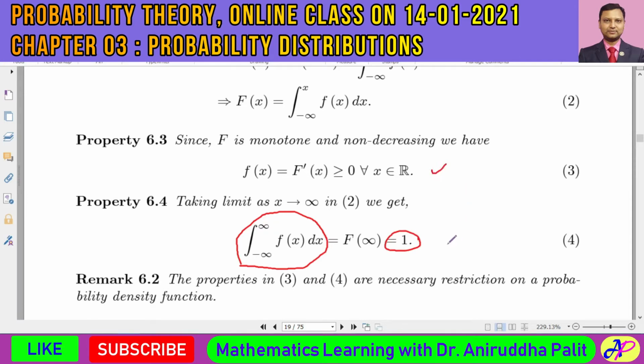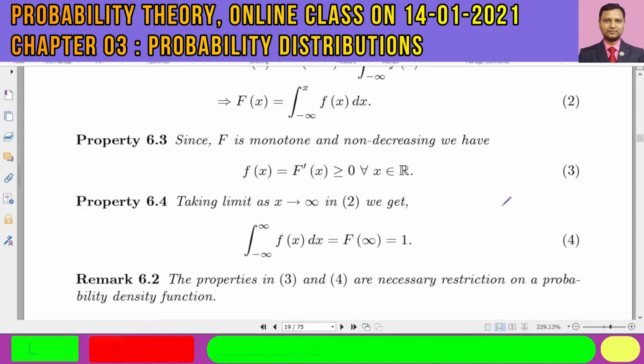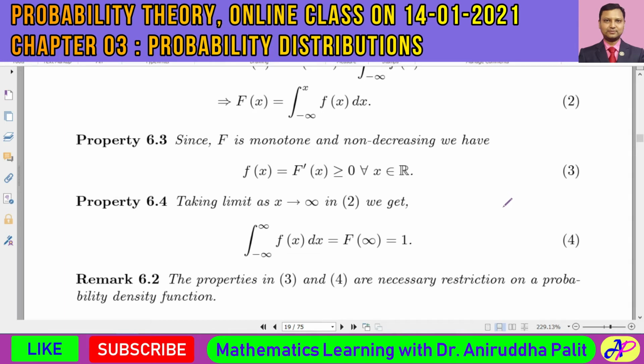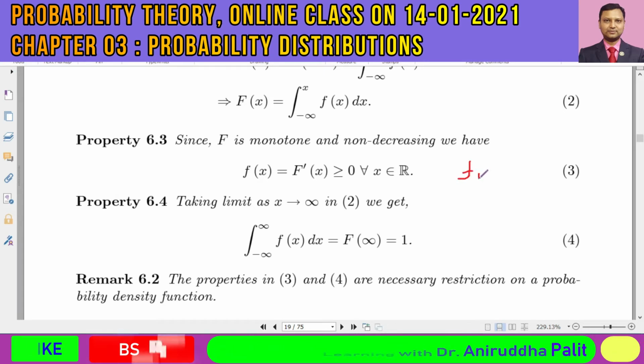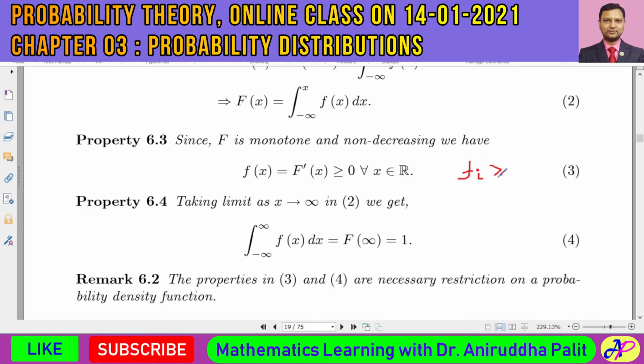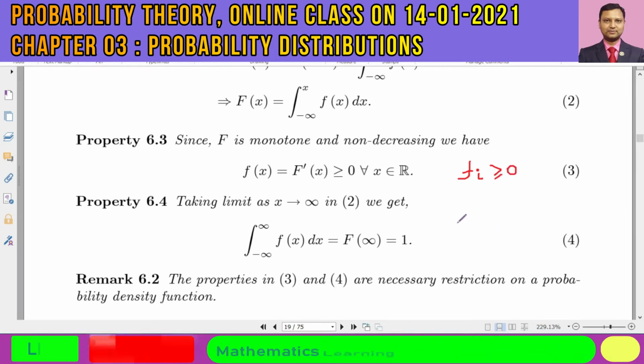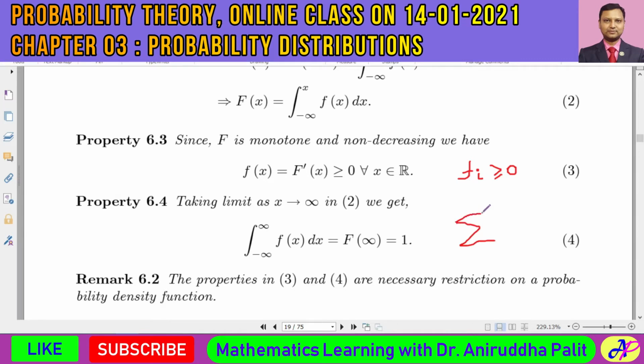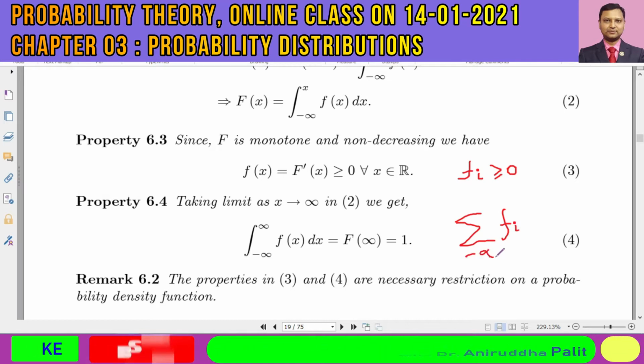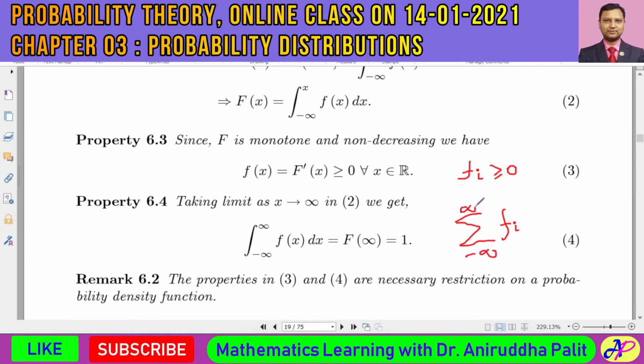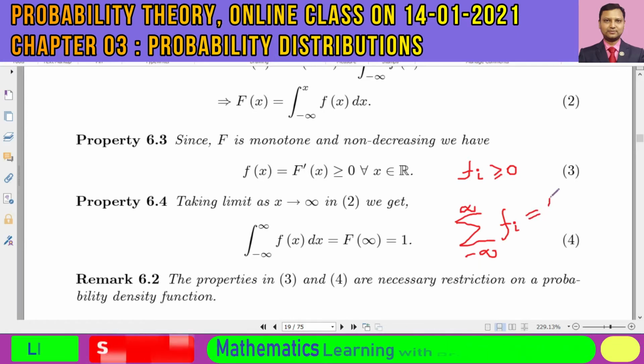So this equation number 3 and this equation number 4, these two should be two restrictions on the density function, small f. Okay, if you recall, in case of discrete distribution we had a similar restriction on the probability mass function. We had a result that f_i is greater than or equal to 0. This was one restriction, and the second restriction was that the summation of f_i, with i varying from minus infinity to infinity, was equal to 1.